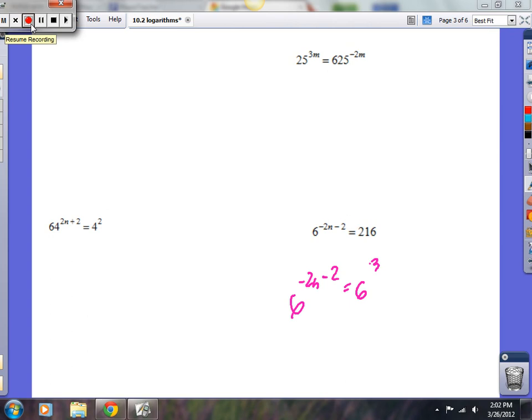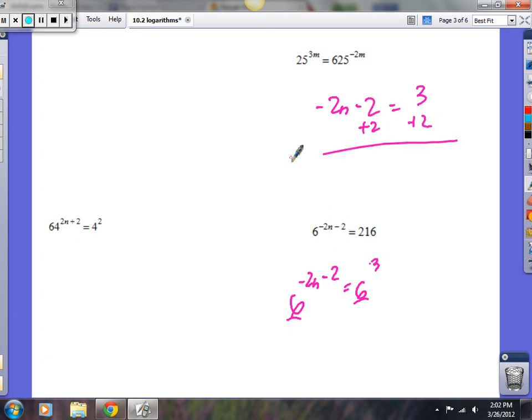Get rid of your 6 and just write 2n. Yeah, as soon as you rewrite this as 6 cubed, now your bases are the same. So if your bases are the same, your exponents have to be the same. So negative 2n minus 2 has to equal 3. Plus 2, plus 2, negative 2n equals 5. Divide by negative 2, divide by negative 2. n equals negative 5 divided by 2.